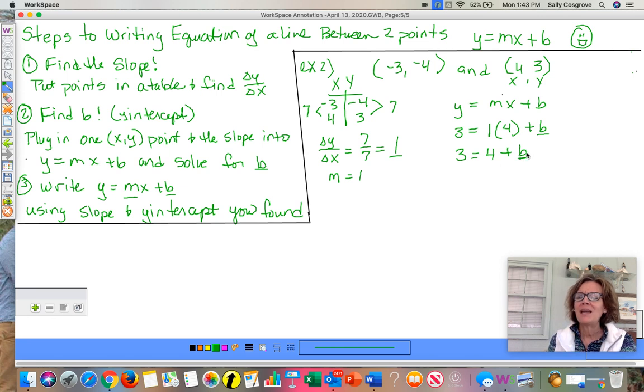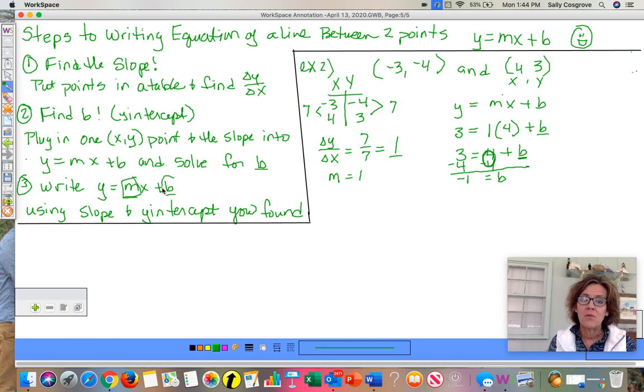Well, I need to get b by itself. So I need to undo this +4. Remember, this plus sign is in front of b. What's the sign in front of 4? Well, there's not one, so it's an understood plus. So how do we undo that +4? Subtract 4 from both sides. 3 minus 4 is -1. 4 minus 4 is 0. And we bring down b. So what, according to this, is our y-intercept? -1.